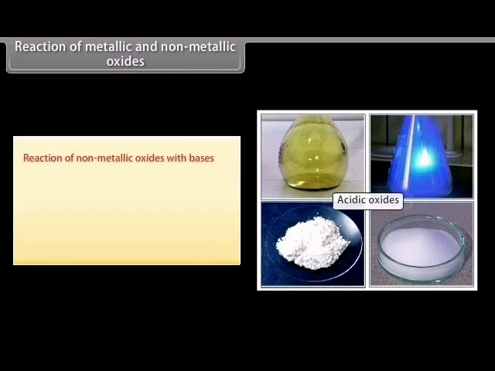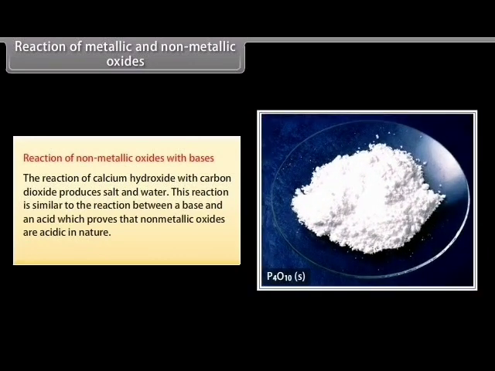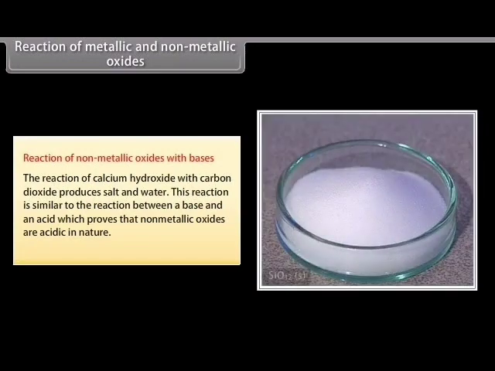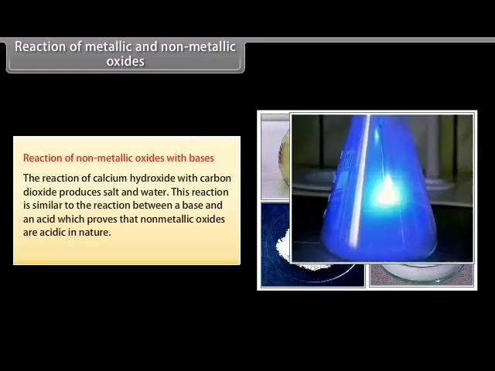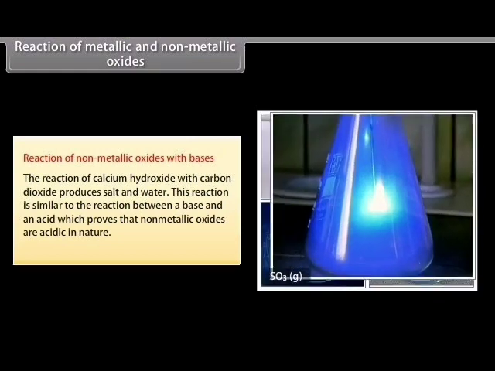Reaction of non-metallic oxides with bases. The reaction of calcium hydroxide with carbon dioxide produces salt and water. This reaction is similar to the reaction between a base and an acid, which proves that non-metallic oxides are acidic in nature.